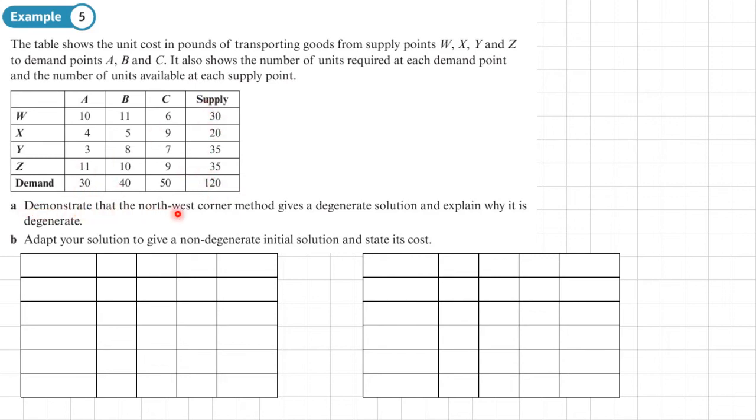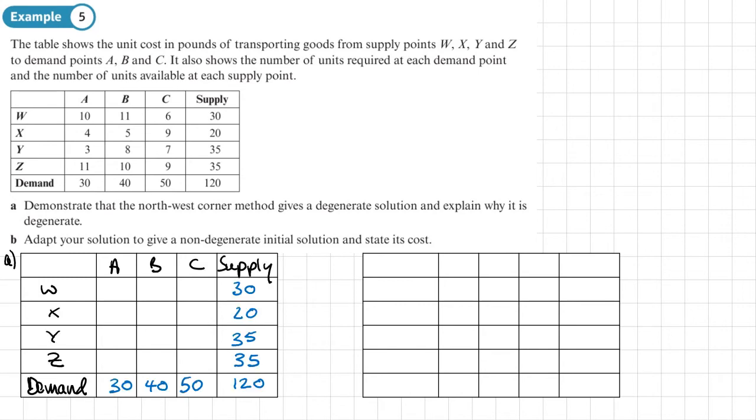Part A, demonstrate that the northwest corner method gives a degenerate solution and explain why it is degenerate. So let's fill in our table so that we can do this northwest corner method. Okay, so let's start with demand point A.